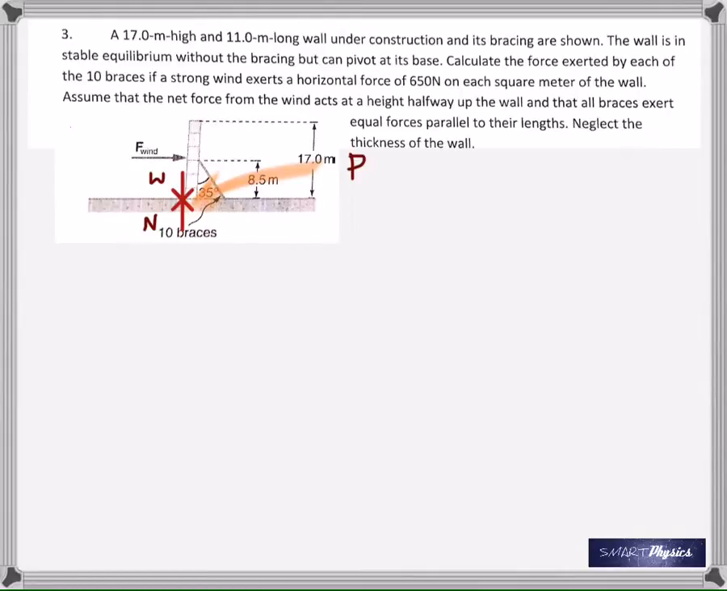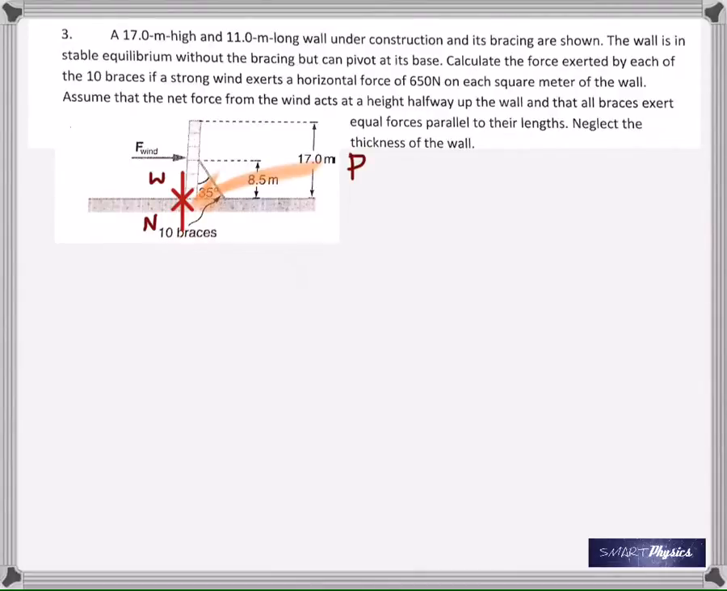Now in the third question, you have a 17 meter high and 11 meter long wall. You can't see the 11 meters here. It's under construction, and it's held up by a bracing. The wall is in stable equilibrium with the bracing but can pivot at its base. That tells us that the pivot is right here at the base, right? Calculate the force exerted by each of the 10 braces. There are 10 braces holding it.